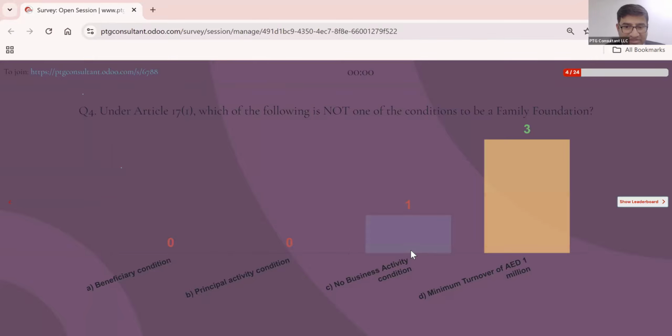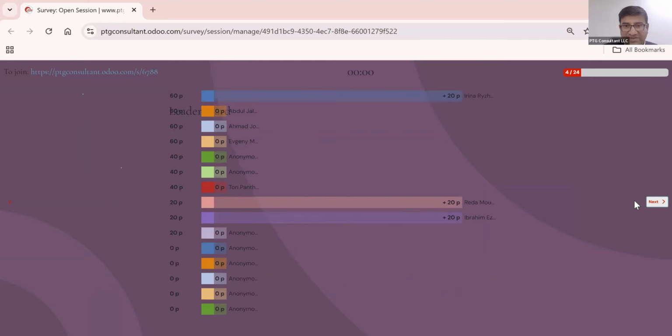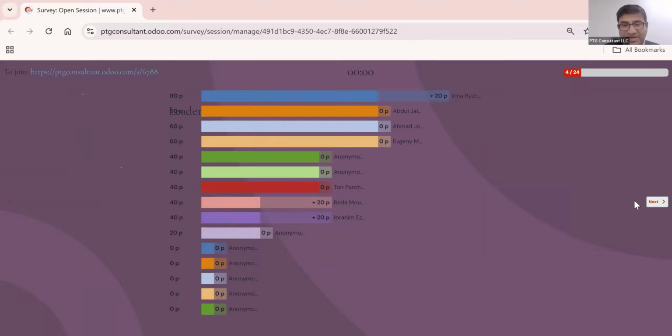One of the participants mentioned the no business activity condition. We will discuss in detail. Actually, this is the minimum turnover of 1 million. This is not a family foundation condition. These three are the primary conditions. Another two conditions are also there, but these are the A, B, C, the primary conditions, in addition to other conditions. And we are going to make the working paper for the FTA transparency application on these conditions, because we have to justify all these points.